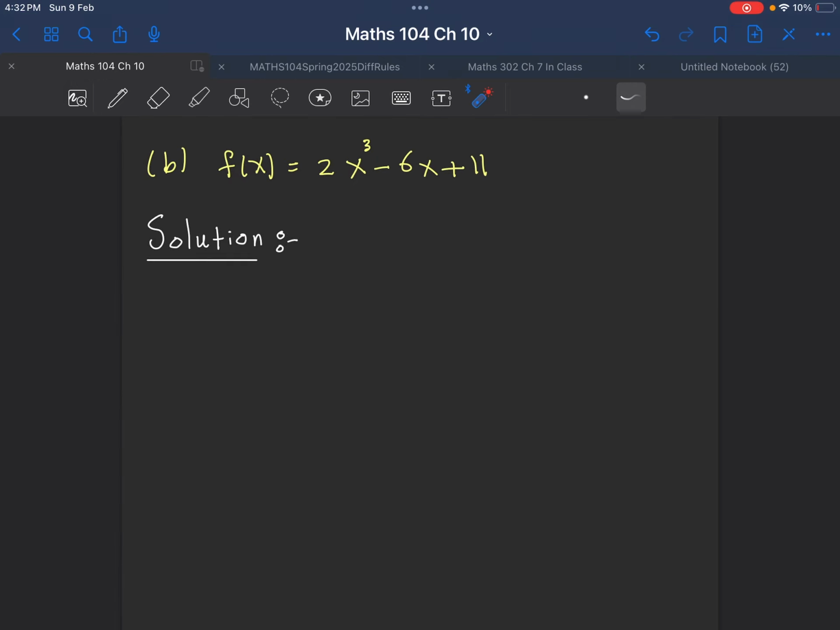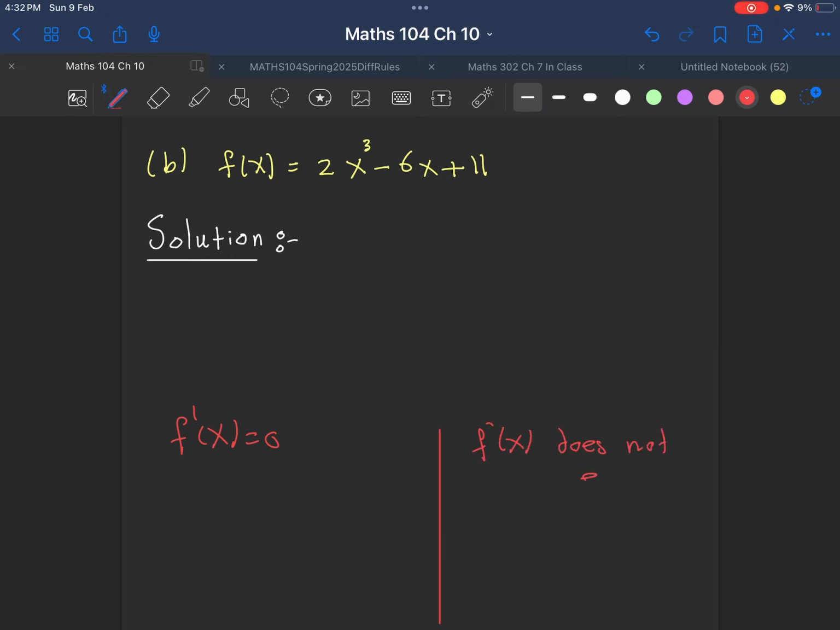Let's go to part B. For part B, we have the same situation. A critical number means either the derivative equals 0, or, in the second case, f prime of x does not exist. Let's find the derivative, and then we can see which case we deal with for this function. It will be 6x squared minus 6. Again, the second case is not happening here.